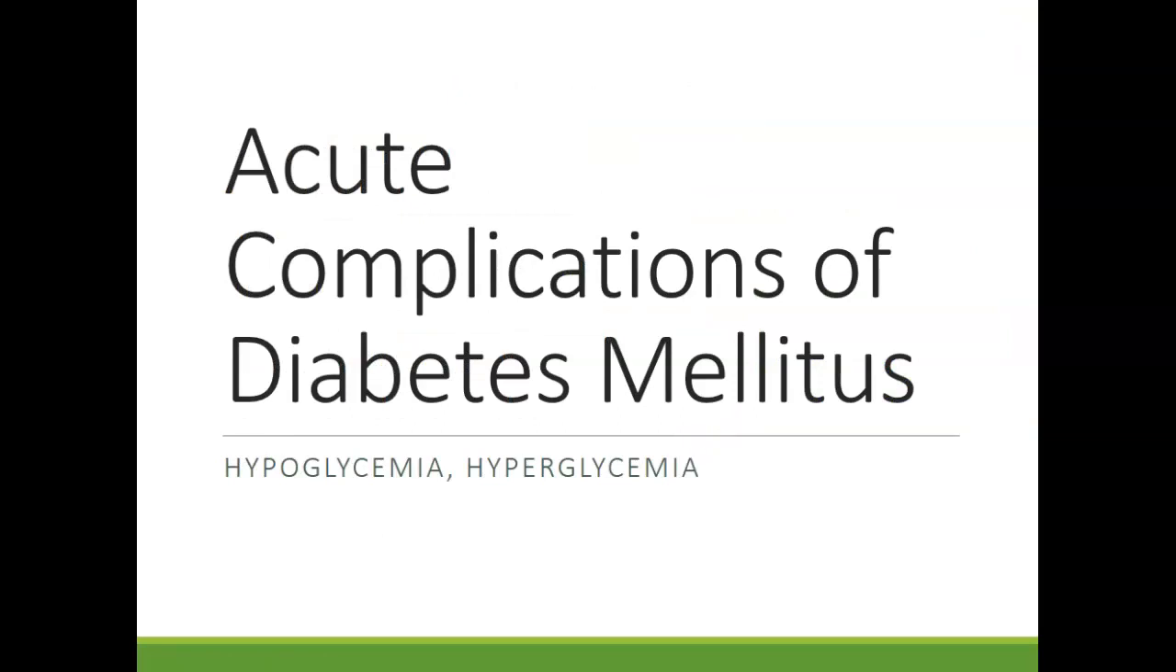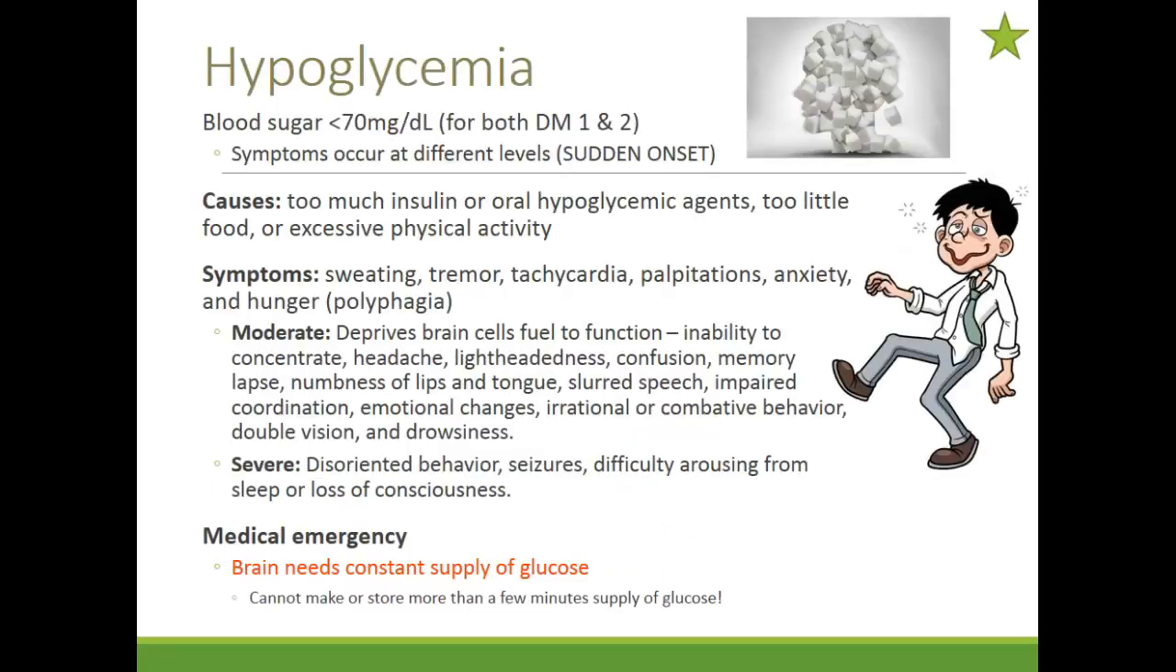Acute complications. We're going to talk about hypoglycemia and hyperglycemia. Hypo, blood sugar is less than 70. Signs and symptoms can be moderate to severe. Usually I say think of a person who's drunk. The reason why hypoglycemia is a problem is that the brain needs a constant supply of glucose. So that's why it's not best for you to starve yourself before coming to take a test with me. Hint, hint, have a good breakfast. And make sure it's a good breakfast, not one that's full of sugar.